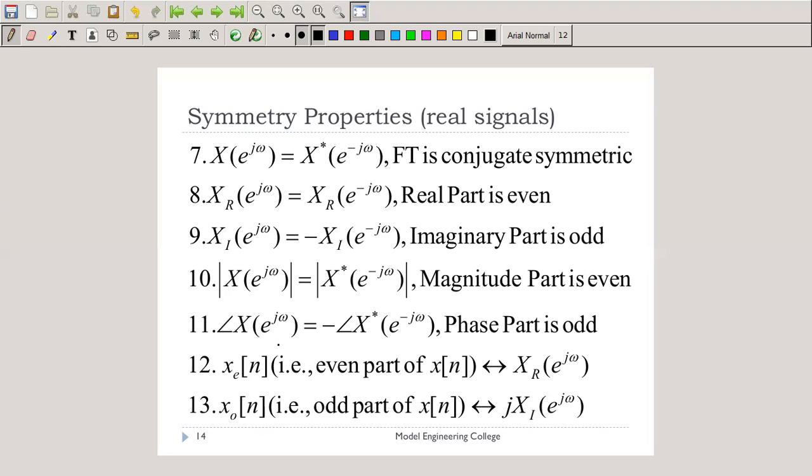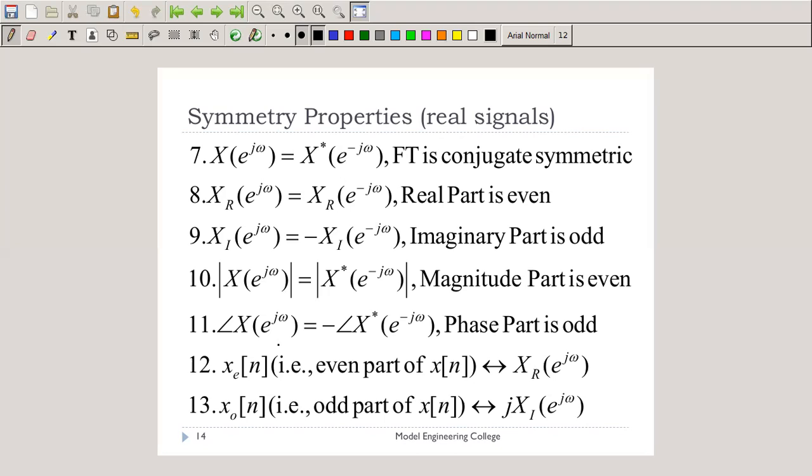And regarding the magnitude spectrum and the phase spectrum of the discrete time Fourier transform, the magnitude spectrum modulus x of e raised to j omega is equal to modulus x conjugate of e raised to minus j omega. So this indicates that the magnitude spectrum is an even spectrum. That is, if the signal is a real signal, its magnitude spectrum or amplitude spectrum is an even spectrum. And if the signal is a real signal, then its phase spectrum is an odd spectrum.